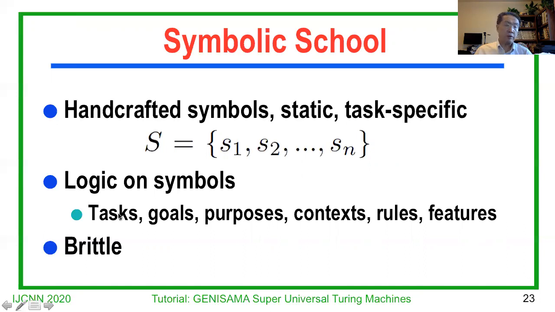To give an example, you have a Markov model. I'll talk about the Markov model later on. Then you have task nodes, goal nodes, a purpose node, a context node, you have roles, features, many, many things, all right? They are brittle because if you have a handcrafted system, but I look into a situation where none of the symbols really fit very well, the system fails miserably.